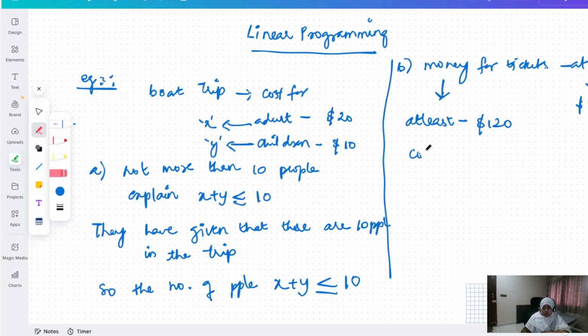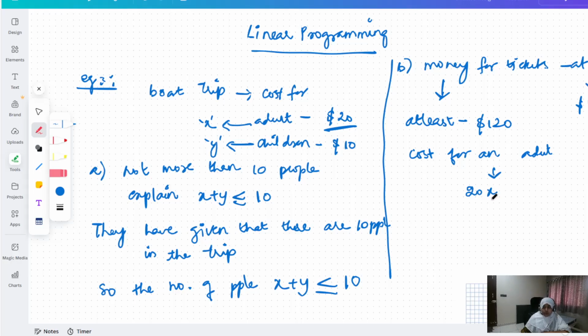Cost for an adult. We have just kept the number of adults as X, so the cost for adults should be 20x. Why? Because they have charged $20 for an adult. We don't know how many adults there are, but we know the amount.